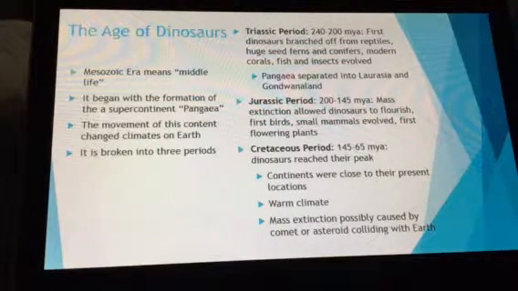And then we have the Jurassic period. During the Jurassic period, we have a mass extinction that allowed for the dinosaurs to flourish. We have our first birds to occur during this period, which were branches off of the reptiles. We have small mammals and our first flowering plants.